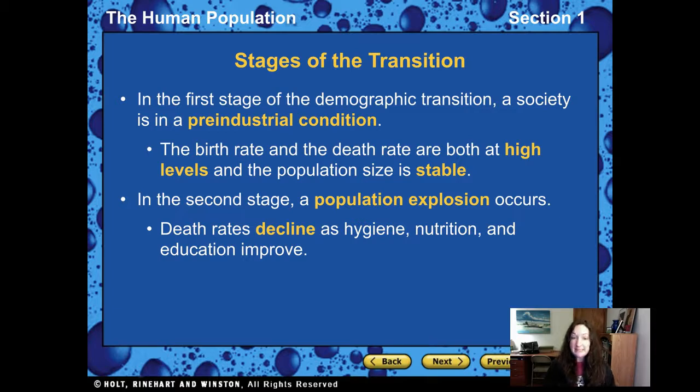In the second stage, a population explosion occurs. And this is when you have death rates drop. So the birth rate stays high, death rate drops, and drops as a result of hygiene, nutrition, and education improvements. The medical advances, all of those things we talked about that have allowed the population to grow, those are what happen in the second stage when you have access to those advances.